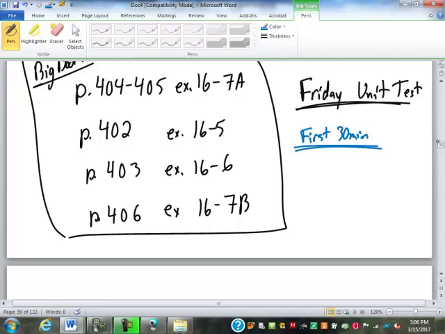But with the unit test, is the expectation basically no talking? I just need to know if I need to separate these guys a little bit so they've got a little more room to move so they're not chit-chatting, or what are your thoughts on it? On the unit test, I don't mind if they bounce ideas off of each other, just as long as they're not looking at somebody's paper and just blindly writing down answers. Okay, I'm cool with that too.